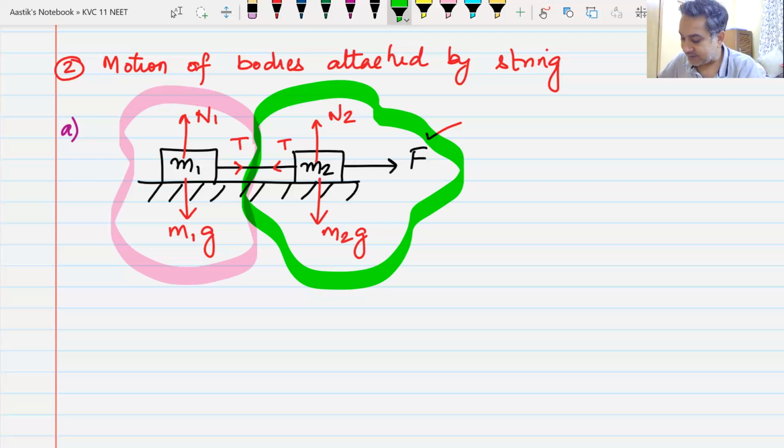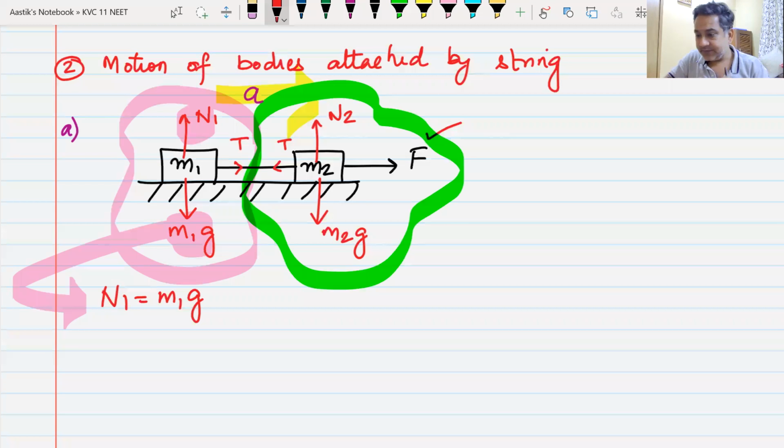Let us say the acceleration is A. So they are going to move like this. Now if I look at this equation along y-axis, then I can write this equation like this. It is not going to move along y-axis, so the normal reaction N1 will be equal to M1G. Do we understand this? Now, this entire system is moving towards right with an acceleration A. We see this acceleration, yes or no?